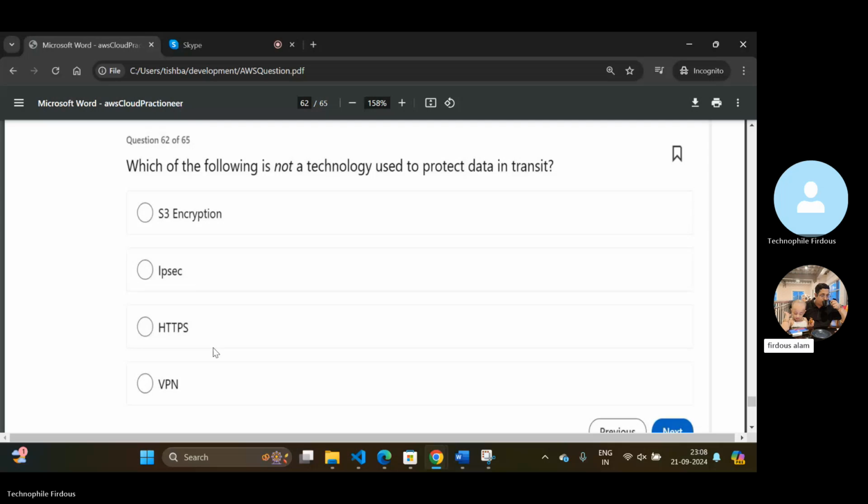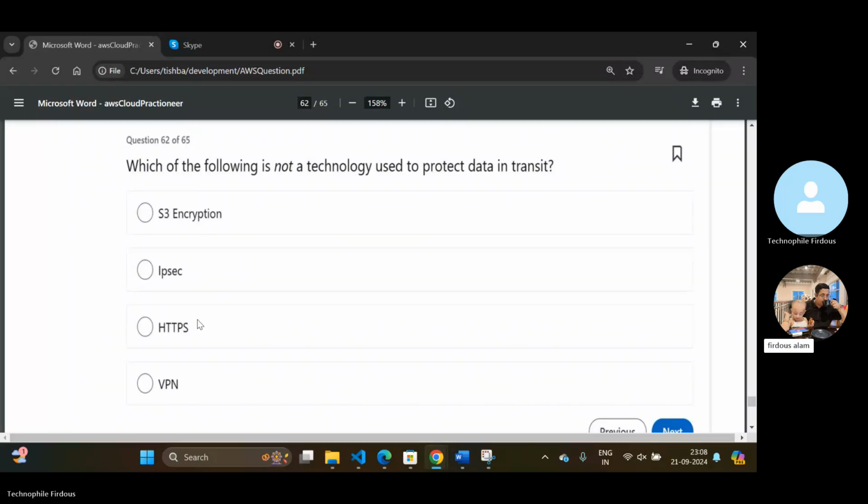See, it's not talking about data protection, but about protecting data in transit. If it is talking about data protection in transit, the answer would be S3 encryption, because it encrypts the data, and that's a different thing altogether.